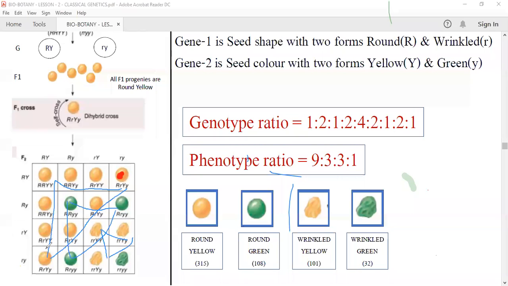So if you are noticing, the large big triangle, all the triangles actually it is going through the round yellow, and this second triangle, only the tip of the second triangle is the round green, and then the third small triangle tip is again the wrinkled yellow. Last, the single one is actually a wrinkled green. With this you can check whether your gametes are correct or not.